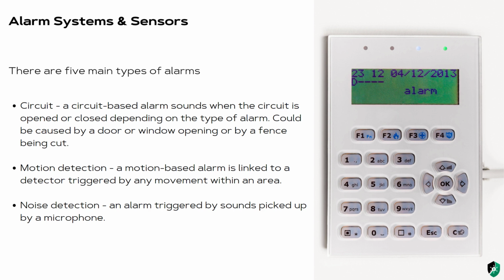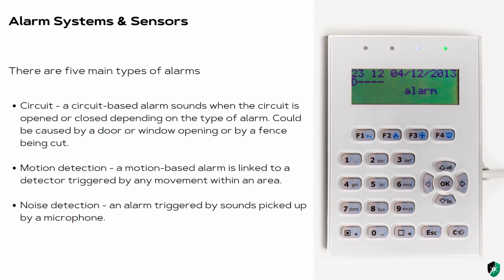We also have alarm systems and sensors, and there are 5 main types of alarms. We have the circuit-based alarm, which will sound when the circuit is opened or closed, depending on the type of alarm. So we could have incidents like a door being opened or a window being opened, or maybe even a fence being cut. Then we have the motion detection alarm. This is a motion-based alarm linked to a detector triggered by any movement within an area. I'm pretty sure you must have seen this in the movies before, where if you move within the range of the motion detection sensor, the alarm will be triggered.